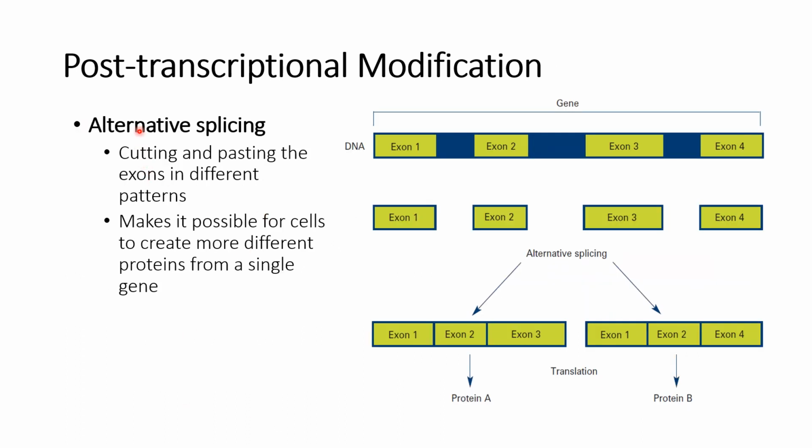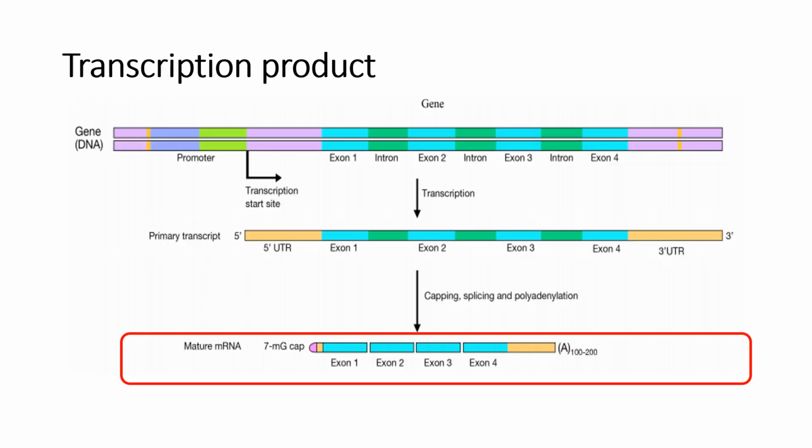Other process is we call alternative splicing. Ano namang ginagawa sa alternative splicing? So, cutting and pasting the exons in different patterns. So, it giving us more options. Sa RNA splicing, magkakadikit lang si exon 1, exon 2, exon 3, and exon 4. For alternative splicing, we can shuffle, and we can produce more RNA products. So, we can have here for protein A, exon 1, exon 2, exon 3. For protein B, exon 1, exon 2, exon 4. So we can do some shuffling.